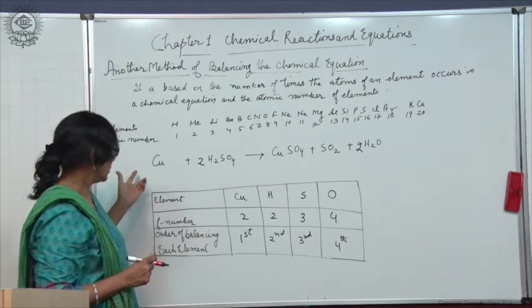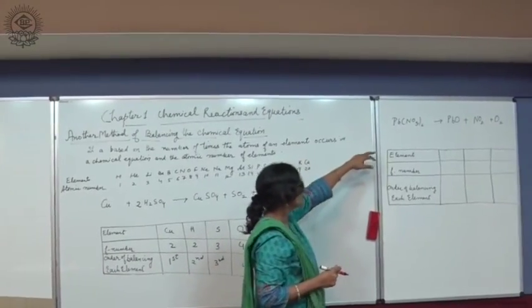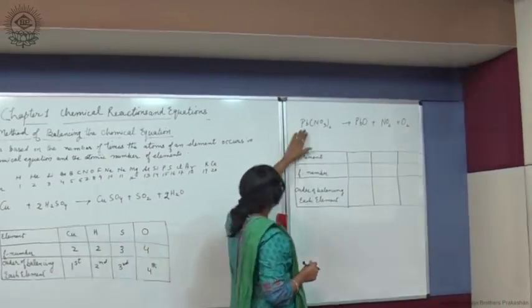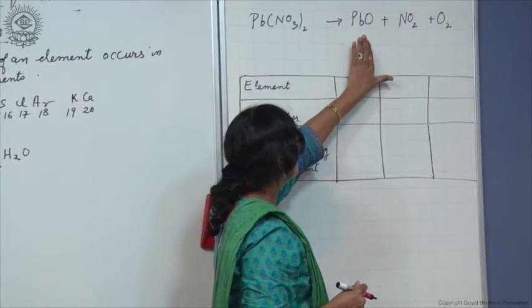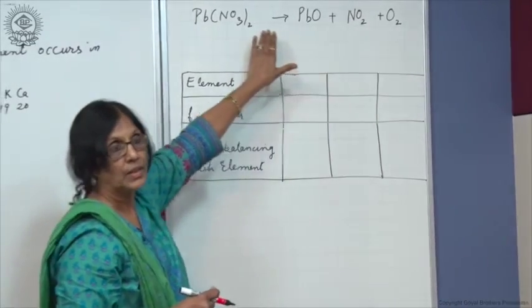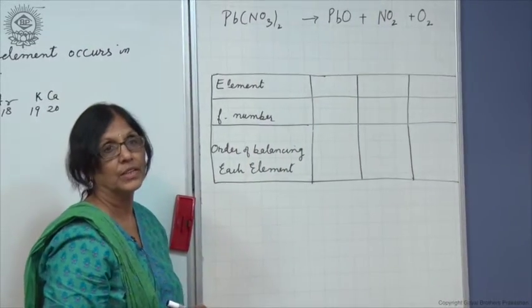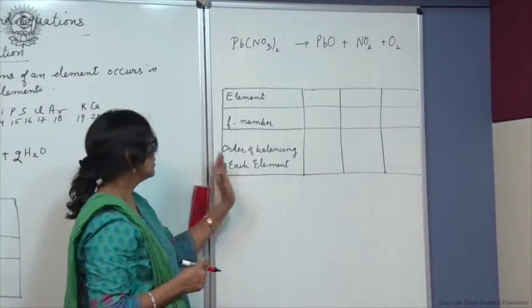So, let us take one more example just to have some practice, and there is one more rule which will be followed in this second example. The equation is Pb(NO3)2 gives PbO plus NO2 plus O2. So, to balance this equation, in the same manner we will first of all make the table.